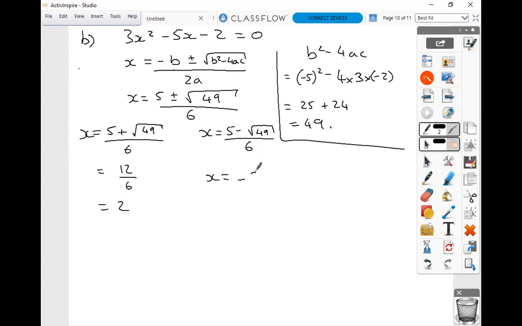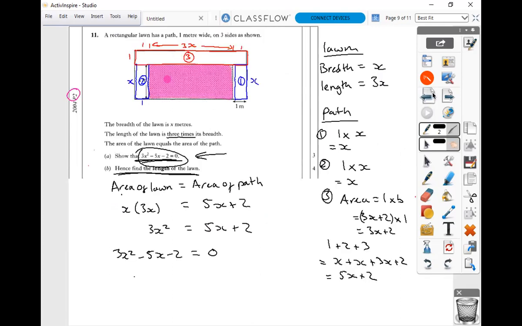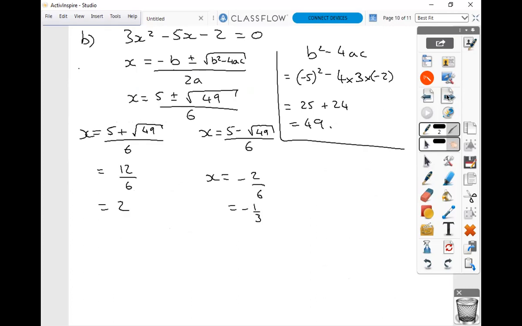5 minus 7 is -2 over 6, which is -1/3. Okay, what was the question? The question was: find the length of the lawn. Okay, the length of the lawn was 3x.